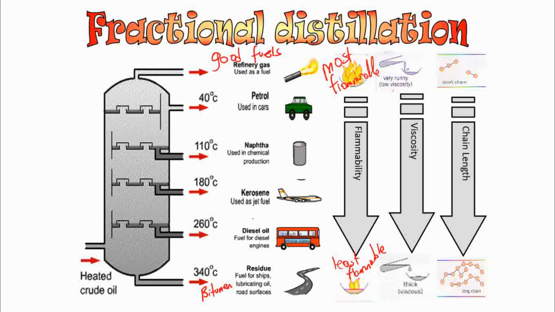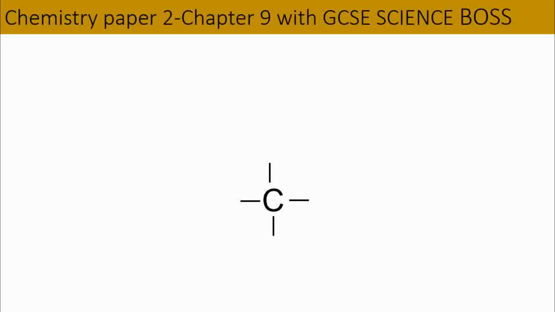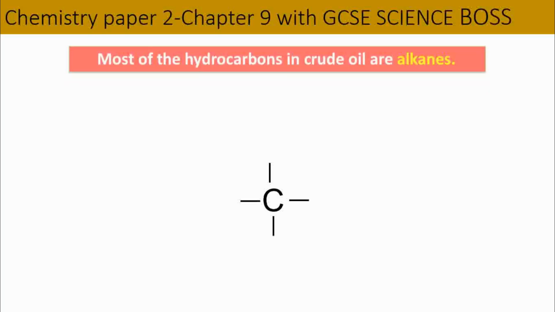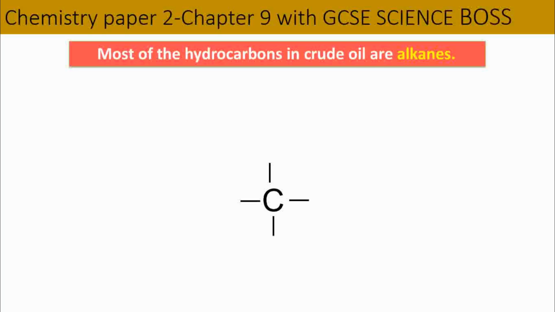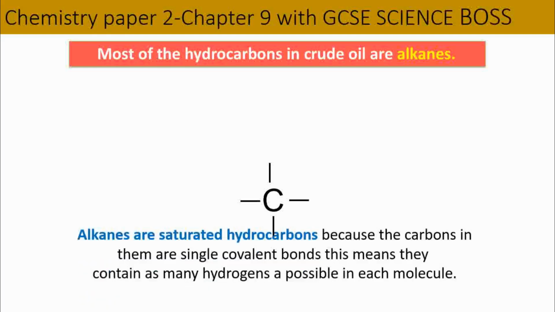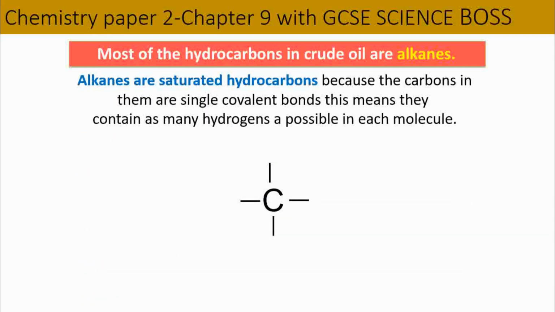Okay, good. So the next thing that we need to note is most of the hydrocarbons inside the crude oil, most of those are what we call alkanes. Now, you possibly don't quite remember what an alkane is. Alkanes, we describe them as being saturated. Saturated means they have single bonds only, okay?